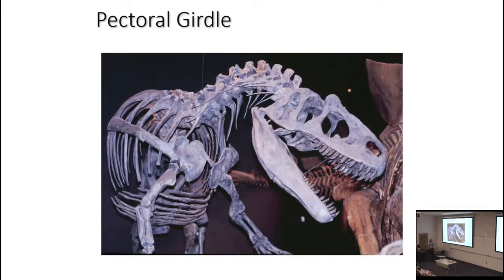Now, the forelimbs, or pectoral girdle, and forelimb. The pectoral girdle, or shoulder girdle, is made up of several different elements. The largest bone is the scapula, or shoulder blade. It's the largest bone in our pectoral girdle as well.